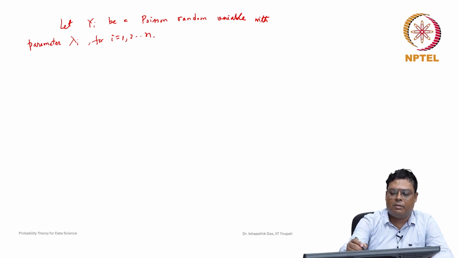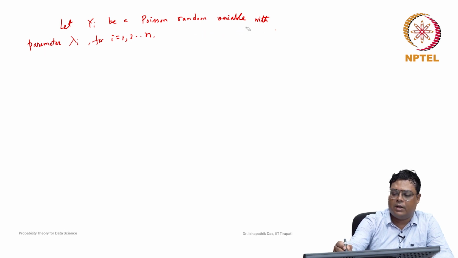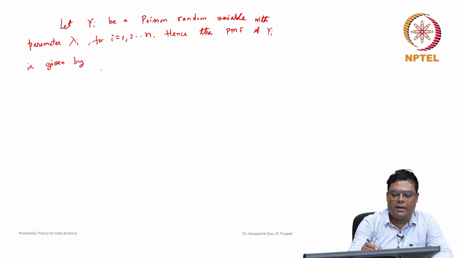So what is the joint probability mass function? First, let us find the probability mass function of yi. Because it is a Poisson random variable, the probability mass function of yi is given by P of capital Yi equal to yi.